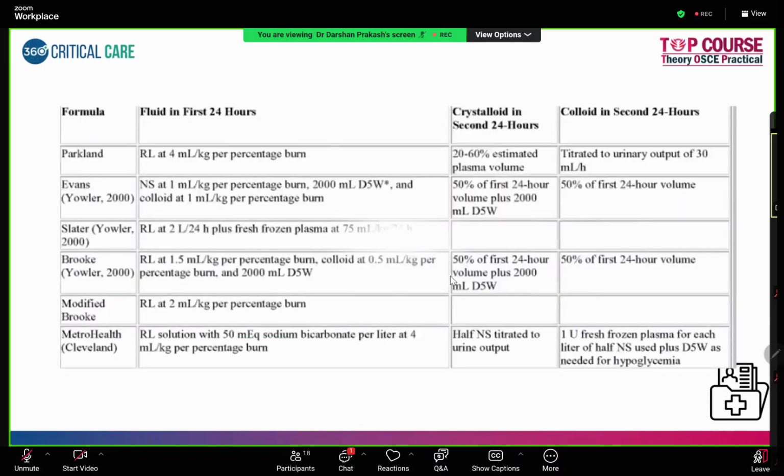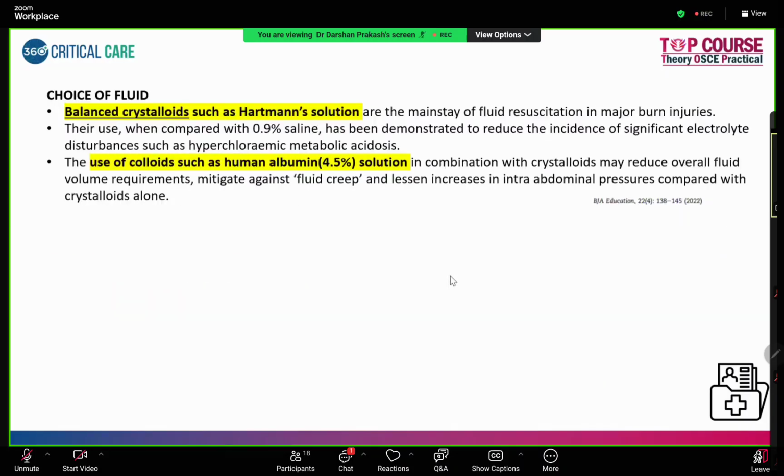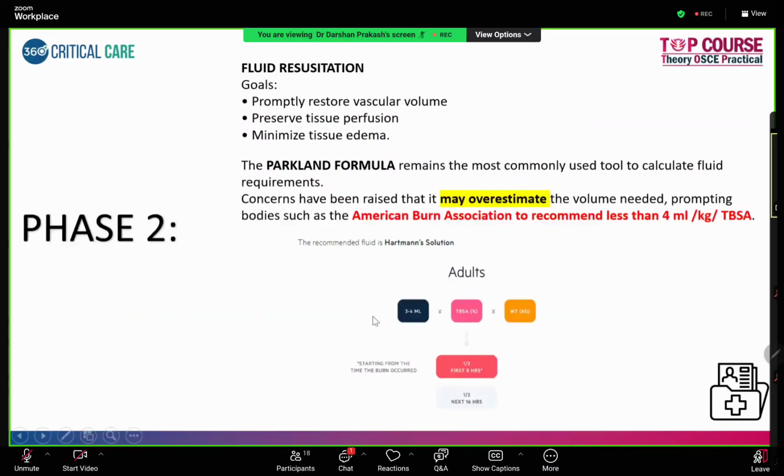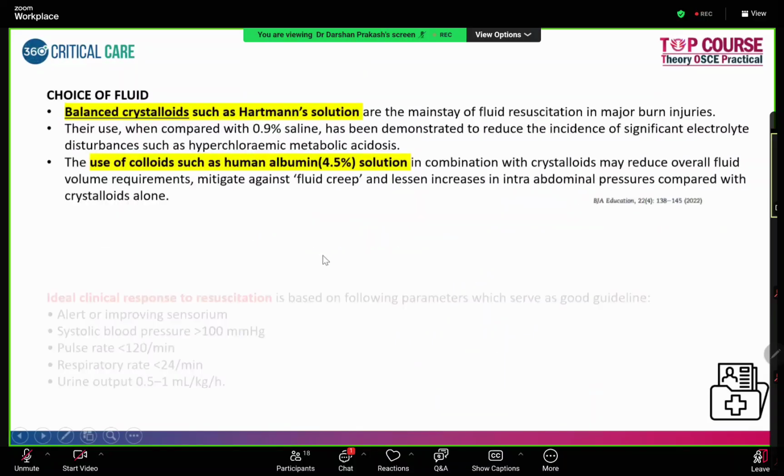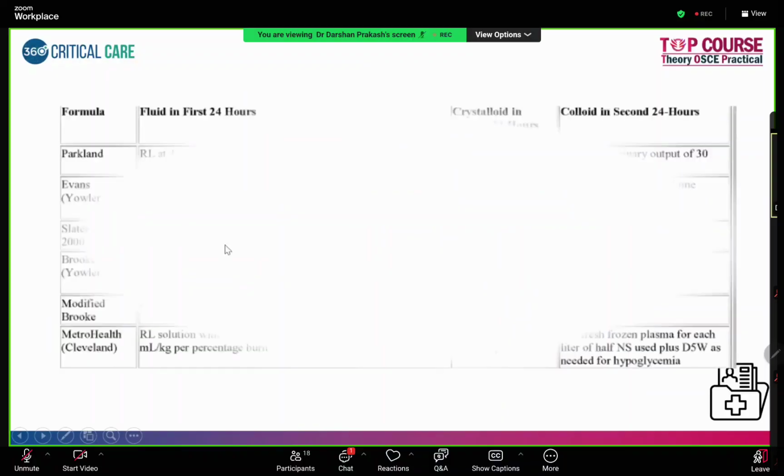Okay, so the other formulas which have been used are Evans formula, Slater's formula, Brooke and modified Brooke. I'll not be going into details of each. What you need to remember is the Parkland formula. Remember, it is 3 to 4 ml times the total body surface area of burn involved times weight. First half in 8 hours, second half in 16 hours. If you remember this formula, it's more than enough. You can remember the names of the others.